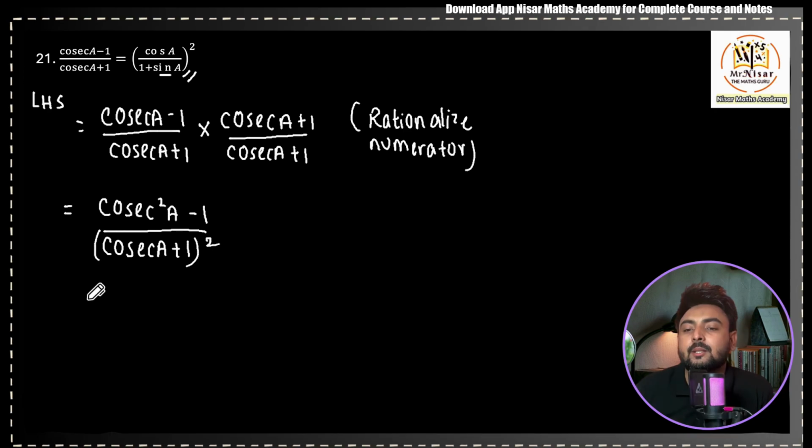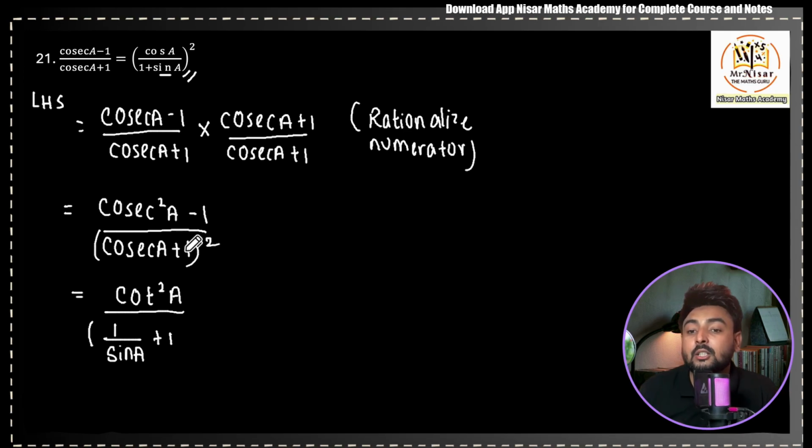Now again children, see, cosec square A minus 1 is going to become cot square A, because 1 plus cot square theta is equal to cosec square theta. So cosec square theta minus 1 is equal to cot square theta. And here what I was saying to you, when we rationalize here, cosec is still in the denominator. Why? Because we want sine in the denominator. Now cosec is the reciprocal of sine, so 1 by sine A. That is the reason we don't have to rationalize the denominator here. We should rationalize the numerator. So what I did now, I wrote cosec as 1 by sine. Let's solve ahead.